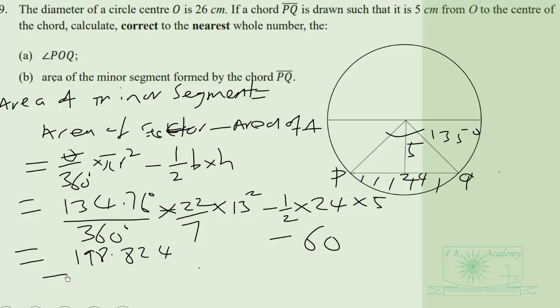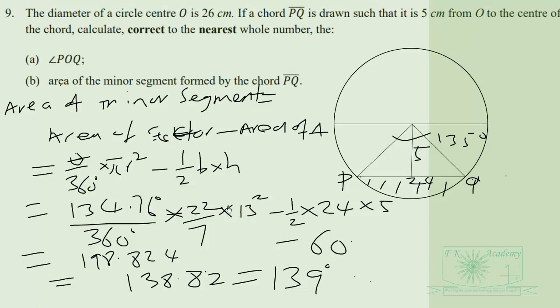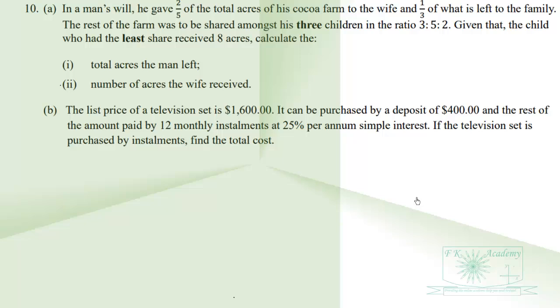So when you subtract this, take 60 from it, what are you getting? 138.82. To the nearest whole number, that will give us 139. So the area of the minor segment is 139 centimeters squared. Centimeters squared, not degrees. We have question number 10 here to solve.